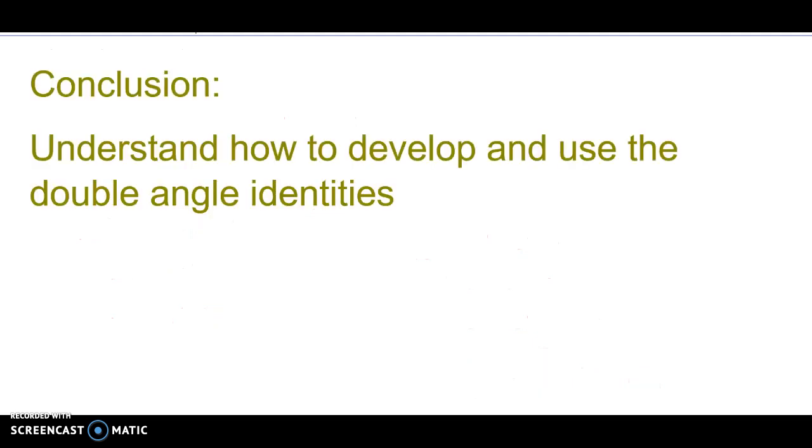All right, so in conclusion, just make sure we understand how to develop and use the double angle identity. So even if it's not something that you memorize, even though I hate that word, it's always something that we can derive on our own, just knowing our sum and difference identities.